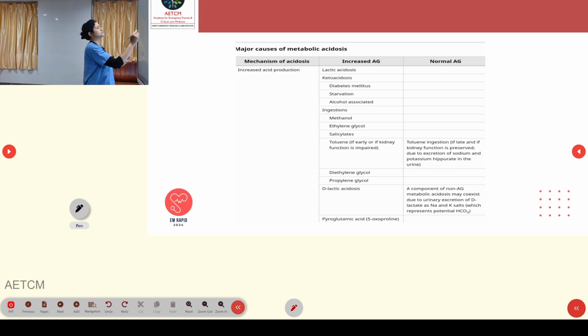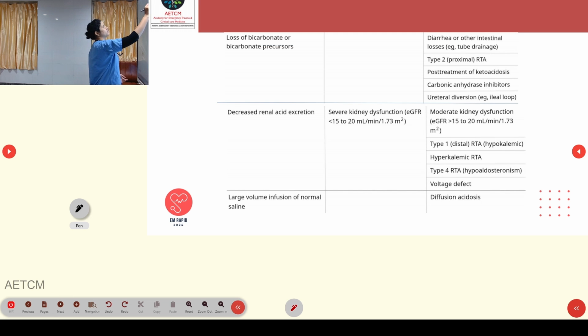First one is increased acid production. Increased acid production mostly will be the increased anion gap, that is HAGMA causes. Lactic acidosis, ketoacidosis, it can be due to diabetic, alcohol intake and starvation, and ingestions of the acids and alcohols. In that, toluene, if early or if kidney function is impaired, it may cause HAGMA, and if it is latent, if the kidney function is preserved, it will cause NAGMA.